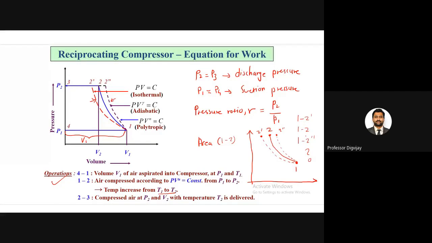So this is a very geometric question. You can compare the area under this curve. You have three curves here: 1 to 2 dash, 1 to 2, and 1 to 2 double dash. So you have to tell me in which case the area will be minimum.